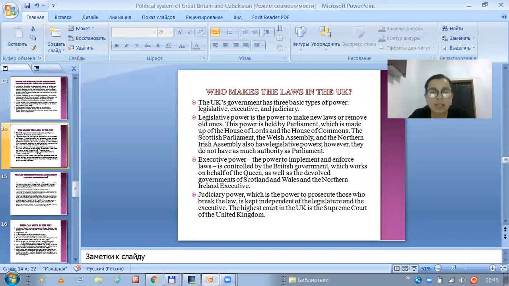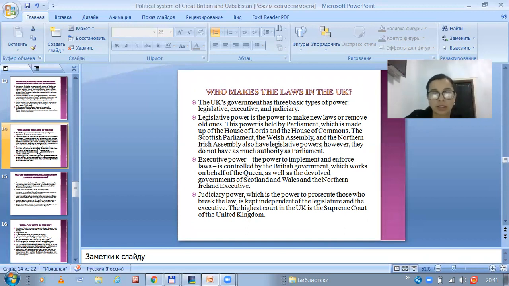Executive power, the power to implement and enforce laws, is controlled by the British government, which works on behalf of the Queen, as well as the devolved governments of Scotland, Wales, and the Northern Ireland Executive.